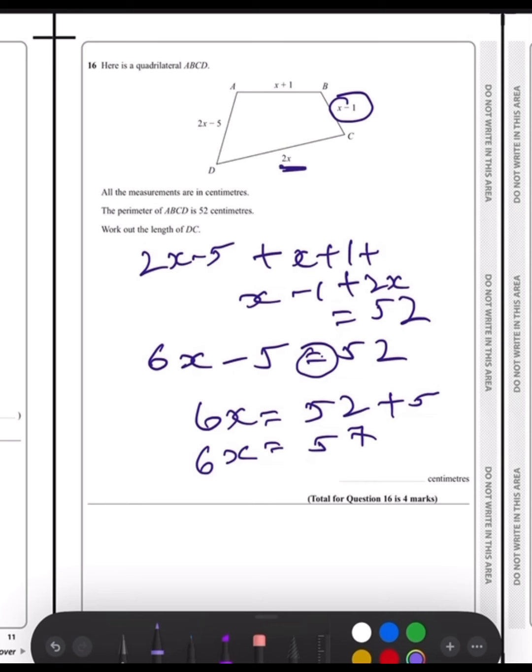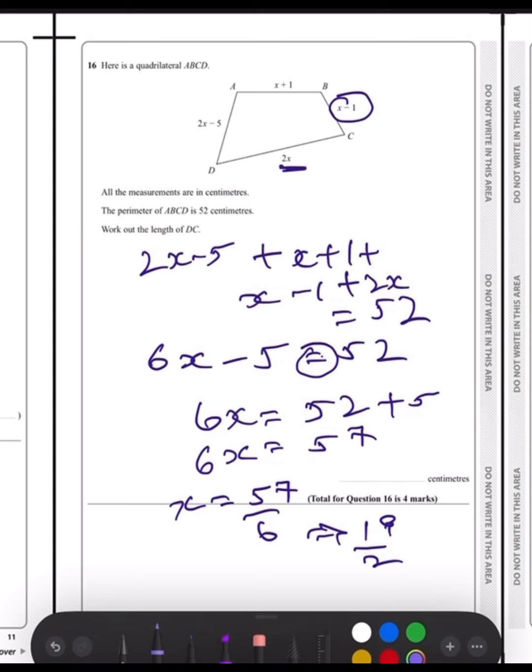To leave the x behind: 6 and x are together because they've been multiplied, right? So 6 is in multiplication, and when it goes to the other side, it will be in division. So x is equal to 57 over 6, which simplifies to 19 over 2 in the most simplified version.